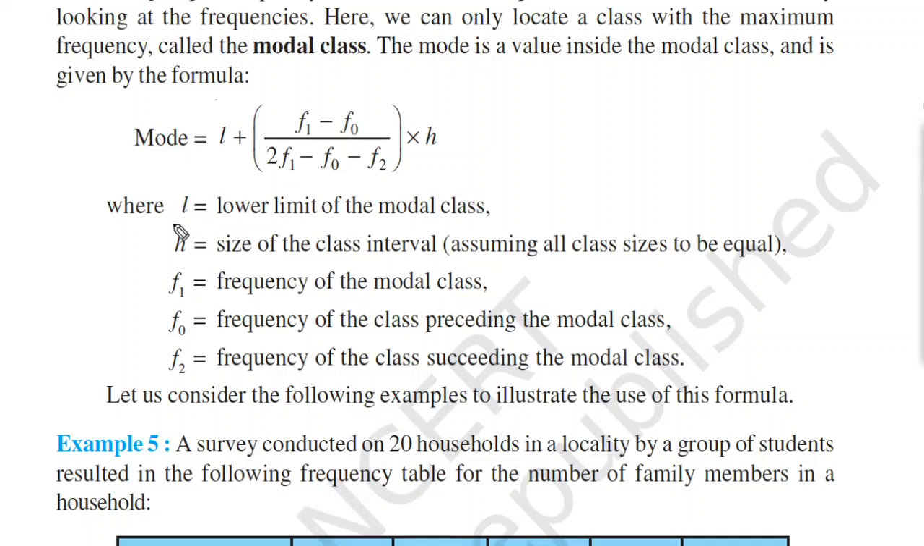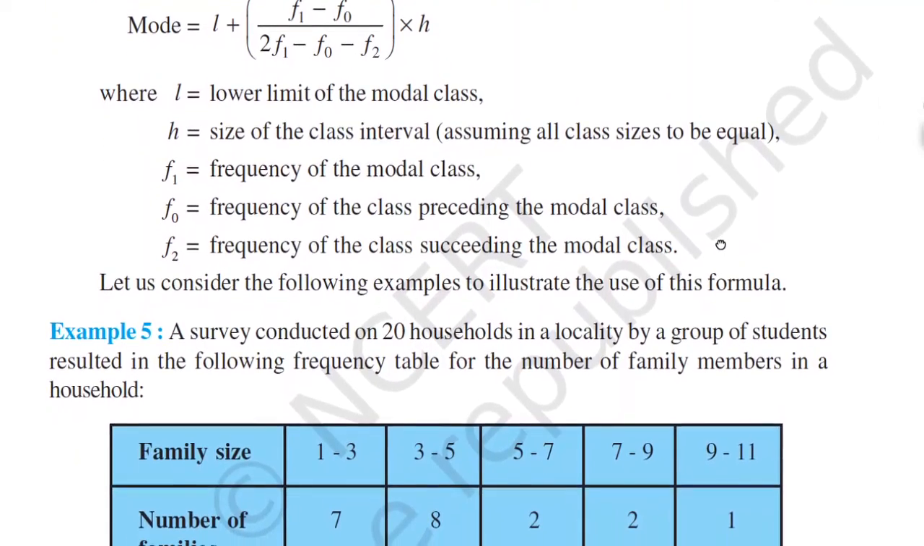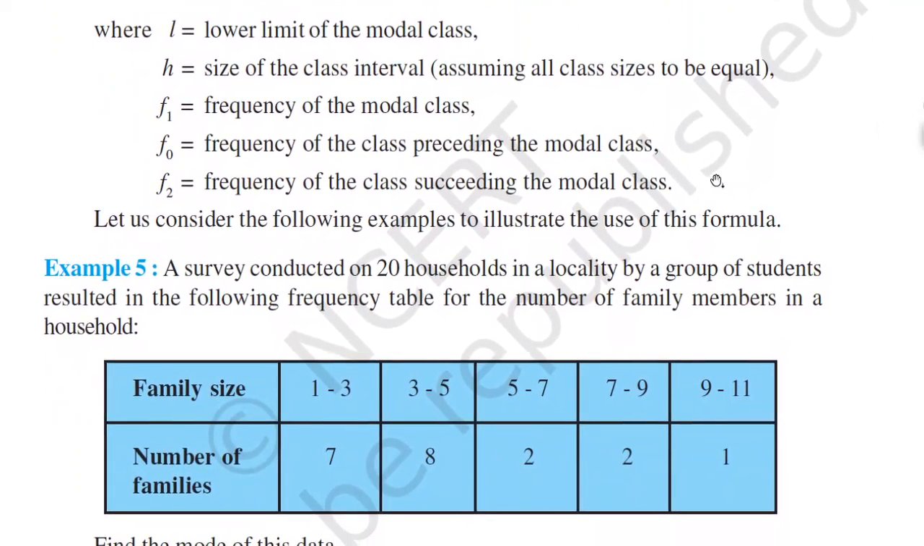Look, I have just written it here, but when we take it in an example, you will get a clear idea. L is the lower limit of the modal class. We'll take it in the example so that it will be more clear. Here you see in this example, L is the lower limit of the modal class.